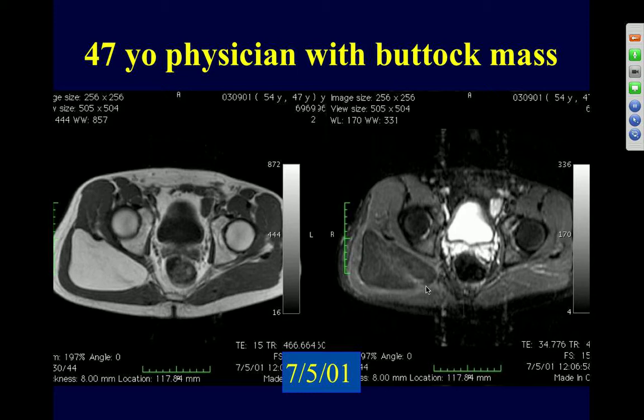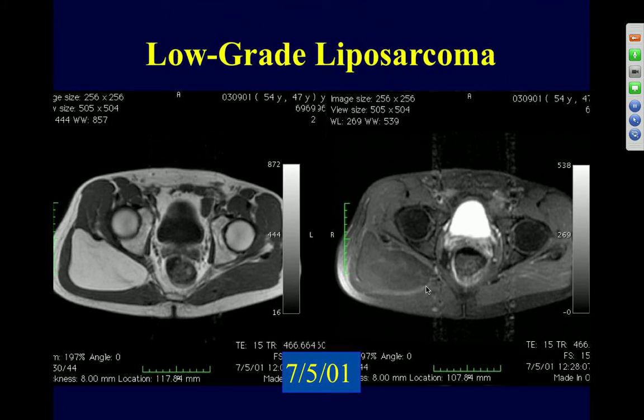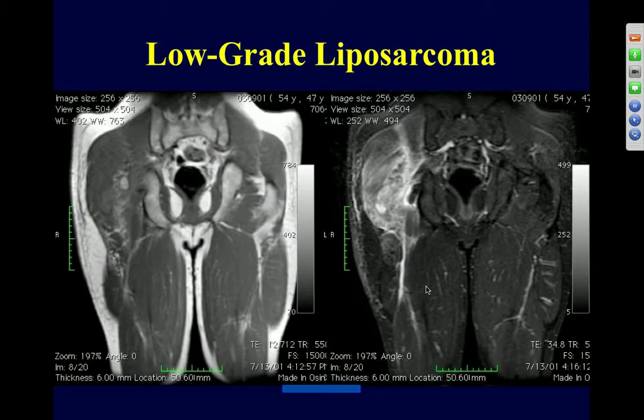This was on 7/5/2001. This turned out to be biopsied and was a low-grade liposarcoma, which was then removed. And here's the postoperative findings. But even on the postoperative study, there is some lipid tissue in the area of concern. This actually started growing. They went back in and removed more tumor shortly after this MR examination.